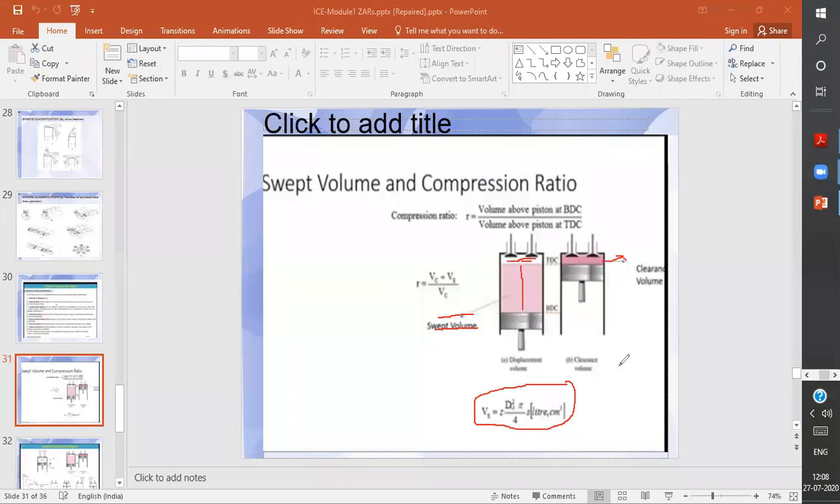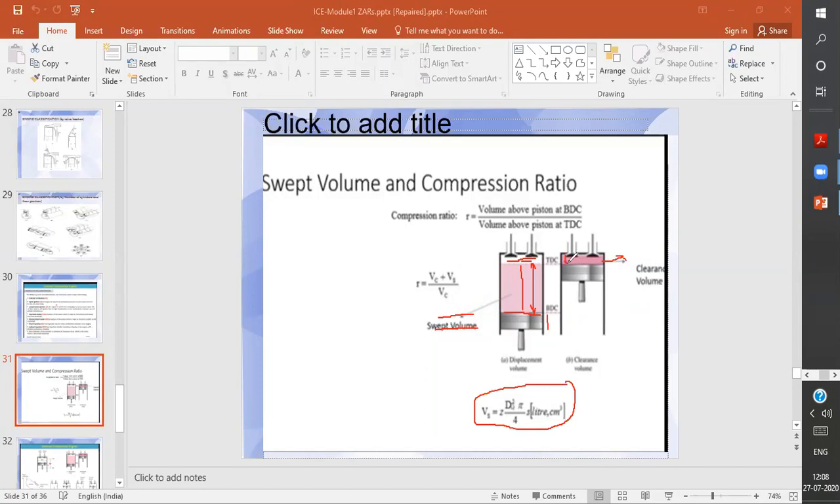So, what will be the compression ratio? Compression ratio will be clearance volume plus swept volume upon clearance volume. Volume above piston at BDC. See, here the piston is at BDC. From this point, it cannot go beyond this BDC. It cannot go below BDC. Therefore, volume above the piston at BDC is this volume, that is the stroke volume Vs, plus the clearance volume which is here, shown above TDC till the cylinder body.